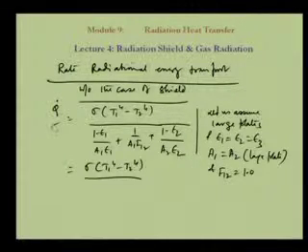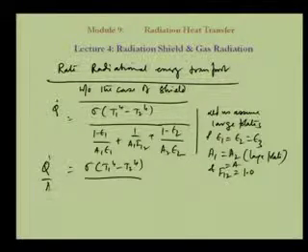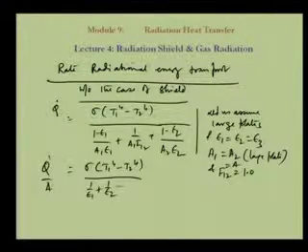q dot. So, you can write A 1 is equal to A 2 and that is equal to say A. So, q dot by A becomes sigma (T 1 to the power 4 minus T 2 to the power 4) by (1 by epsilon 1 plus 1 by epsilon 2 minus 1). So, this becomes the case, it is a simplified form.